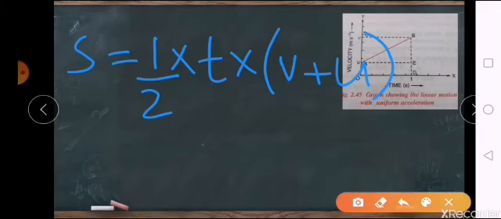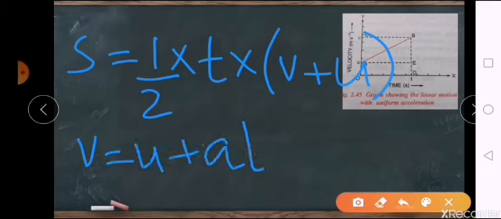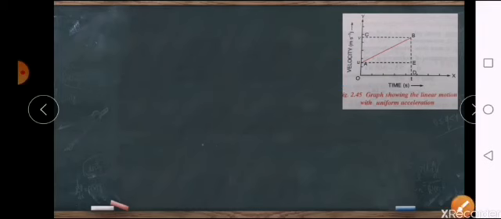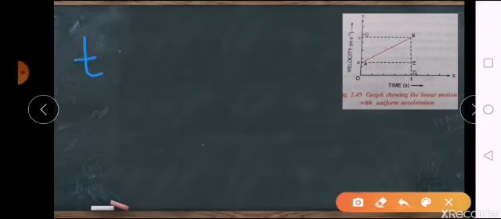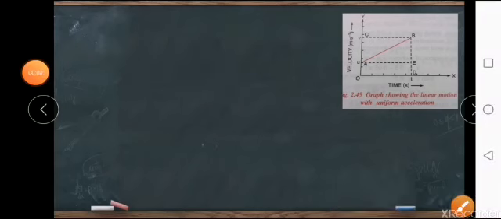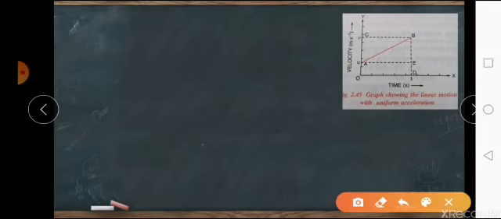Now what we are going to do is go back to the first equation. That is, from the first equation of motion, V is equal to U plus AT, isn't it? Now from this equation, we are going to substitute for T. When you consider the first equation of motion, if you write T, what will you get? T will be equal to V minus U by A, isn't it? Now for the equation which we got for displacement S, you are going to replace time T with V minus U by A.